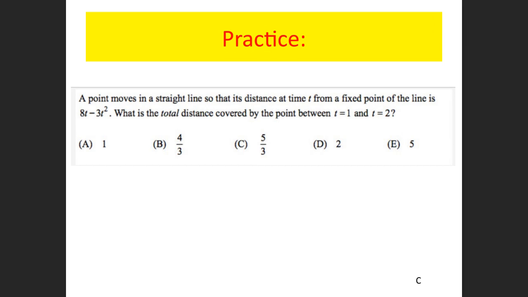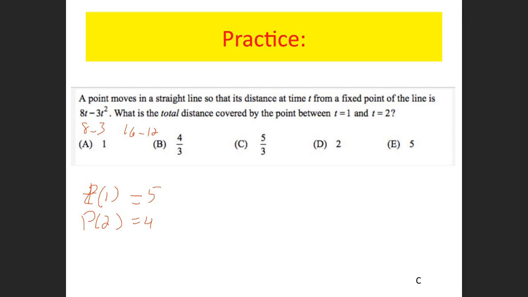So the total distance traveled. So I'm going to look at this. Position at 1, that's going to be 8 minus 3, so that's 5. Position at 2, that's going to be 16 minus 12, so that's 4. Now, most people would just say, oh, it's just 1. However, I bet you it changed directions in there someplace.